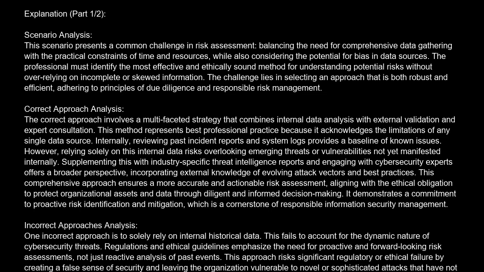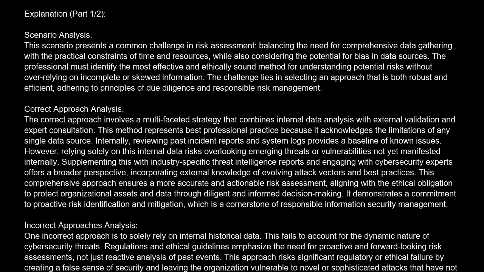The correct answer is C: reviewing internal incident logs from the past year and analyzing system performance metrics. Explanation: scenario analysis. This scenario presents a common challenge in risk assessment, balancing the need for comprehensive data gathering with the practical constraints of time and resources, while also considering the potential for bias in data sources.